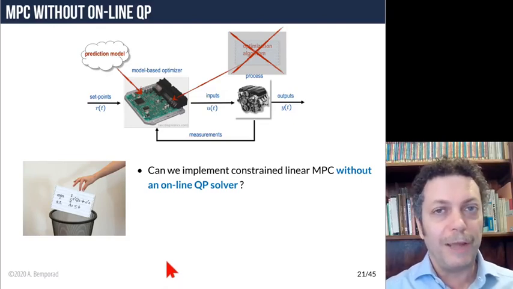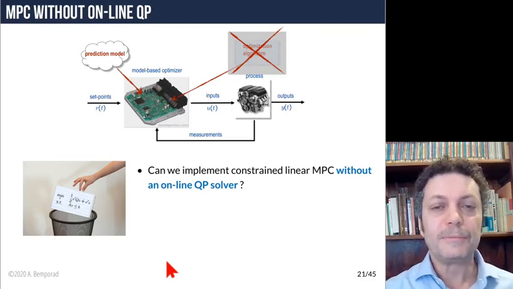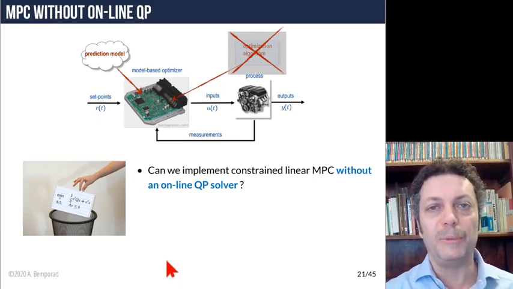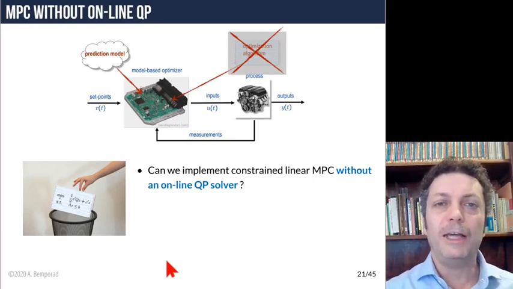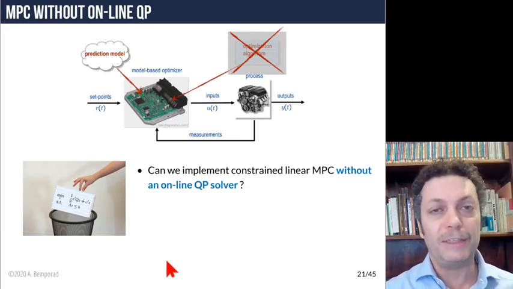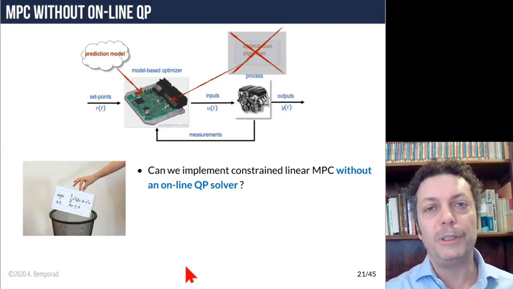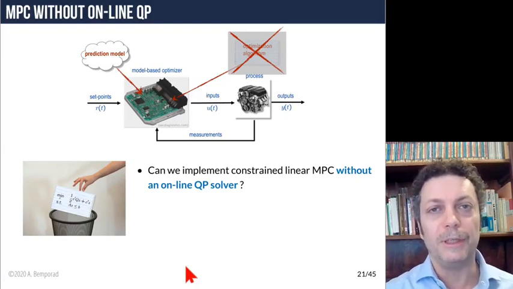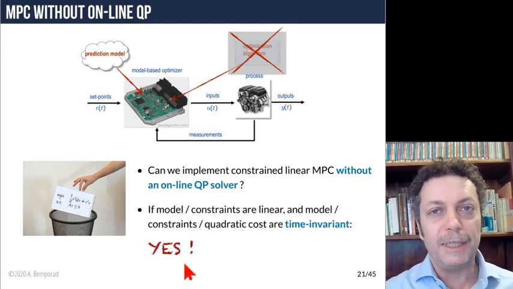Can we do MPC without online optimization? In some cases, you don't want to use online optimization. Why? Well, it could be a very fast sampling one, so you don't have enough time to solve the problem, or you cannot embed the software, so people will not be willing to implement the solver on board of the platform. Well, in this case, the answer is yes.